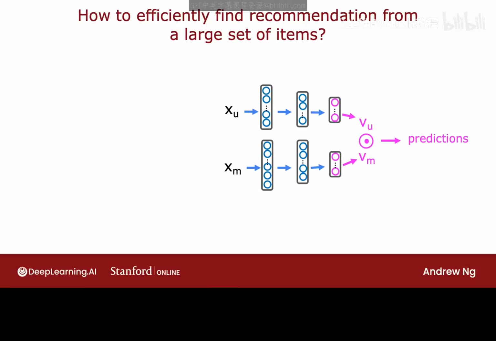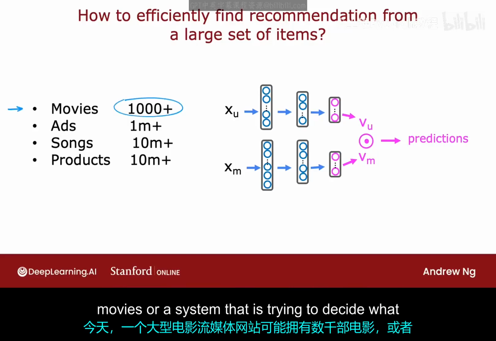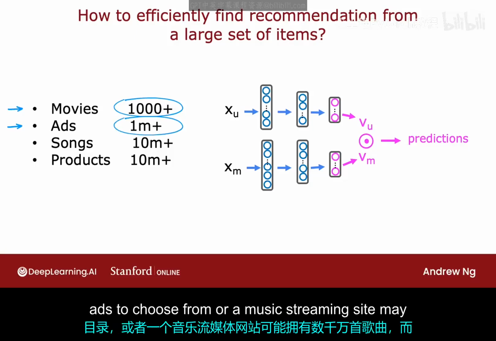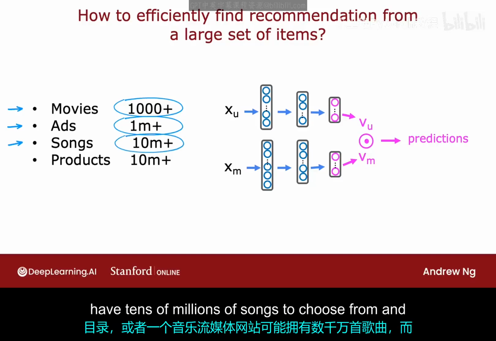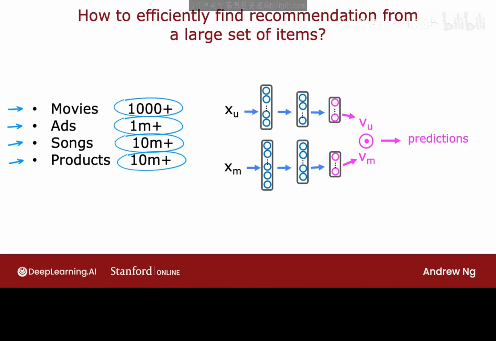Today, a large movie streaming site may have thousands of movies, or a system that is trying to decide what ad to show may have a catalog of millions of ads to choose from, or a music streaming site may have tens of millions of songs to choose from, and large online shopping sites can have millions or even tens of millions of products to choose from.